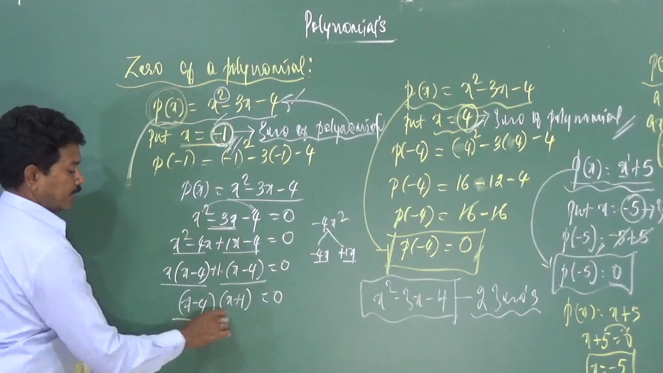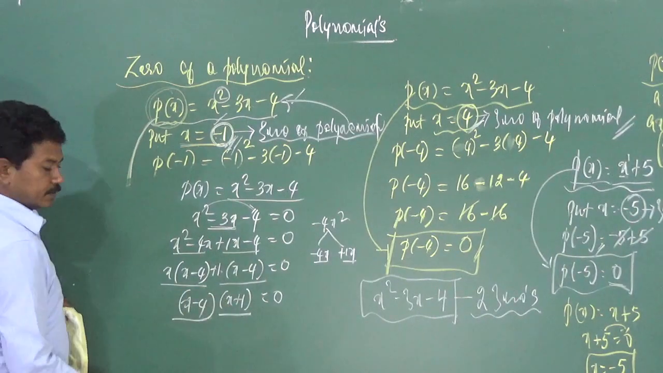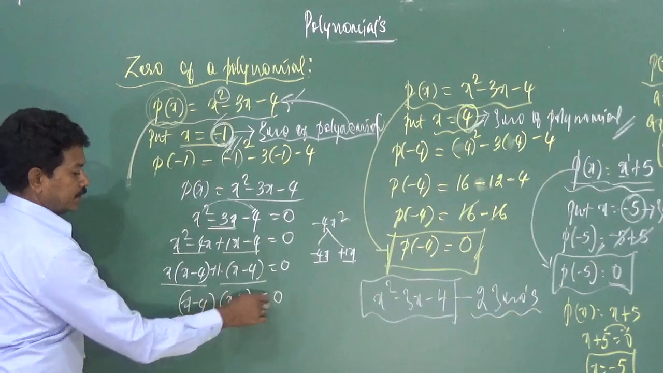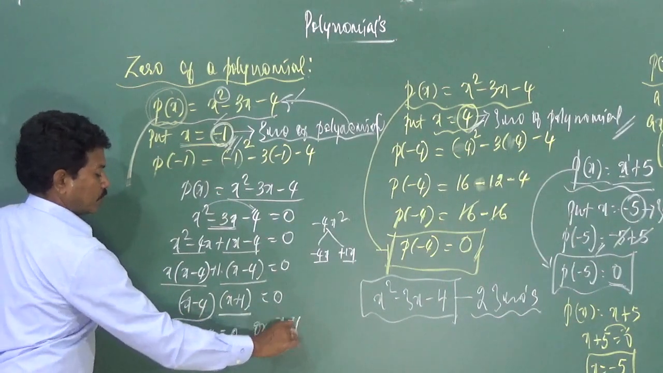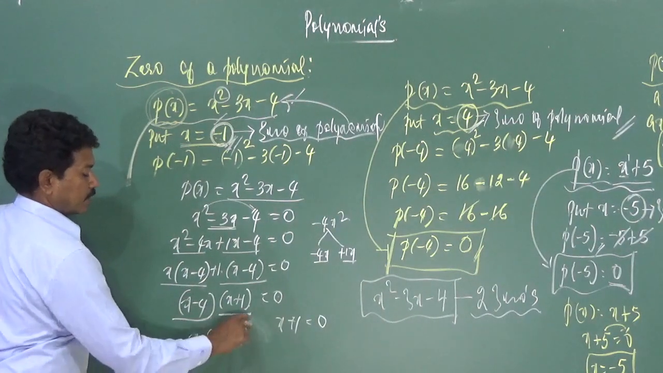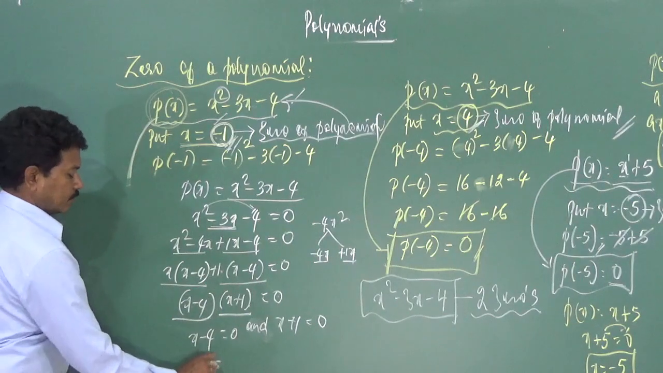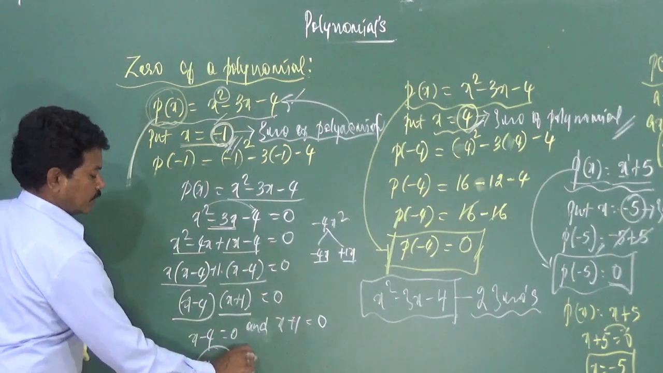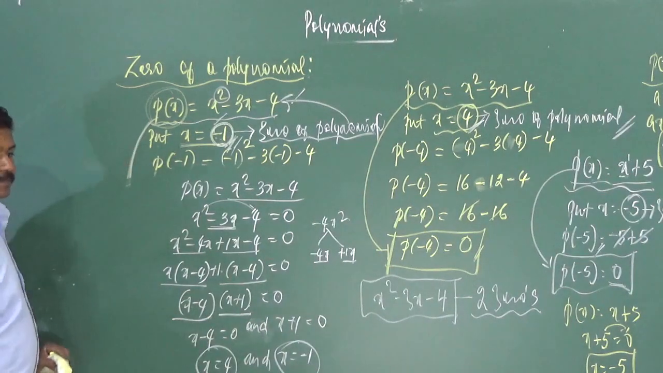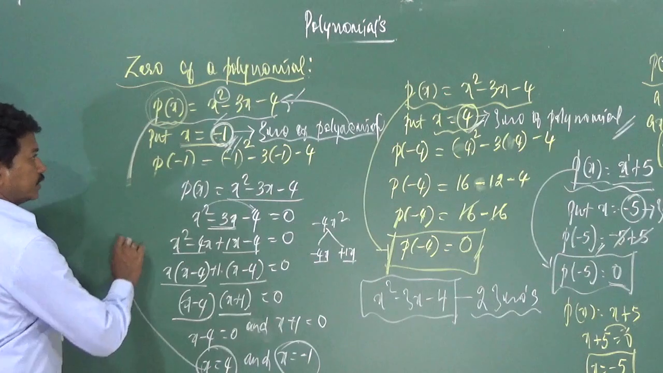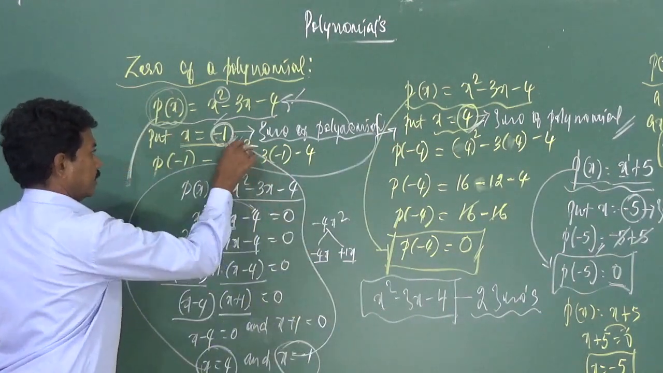So if m into n is equal to 0, either m should be equal to 0 or n should be equal to 0. That is, x minus 4 into x plus 1 is 0, then x minus 4 should be equal to 0, or x plus 1 should be equal to 0. Let us not take or, we will take and, as we are finding zeros. So x is equal to 4 is one of the zeros, and x is equal to minus 1 is another zero. So this 4 I took it here, and this minus 1 I have taken here.